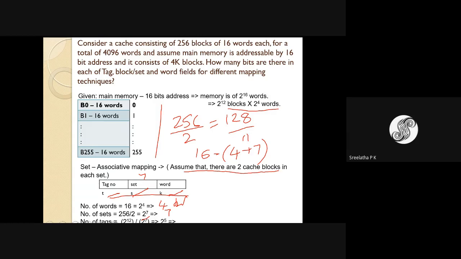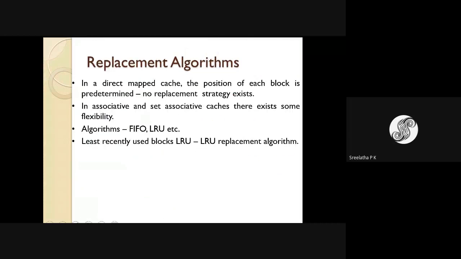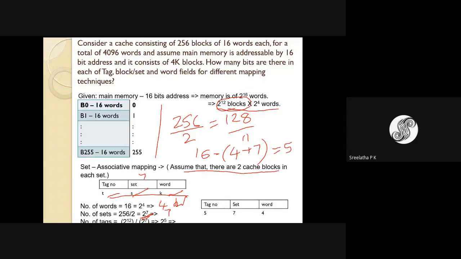4 plus 7 is 11, so the tag consists of 5 bits. One more way you can do it here: the number of tags is the number of main memory blocks, that is 2 power 12 blocks, divided by the number of cache sets, which is 2 power 7. That way also you can do.